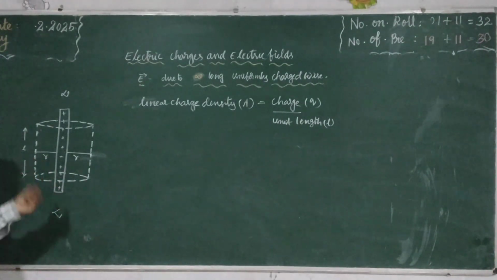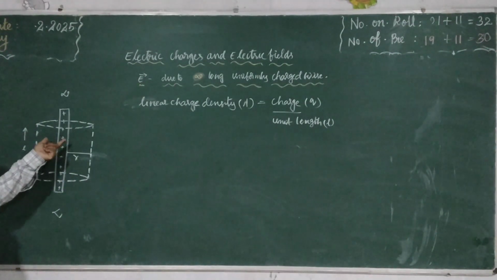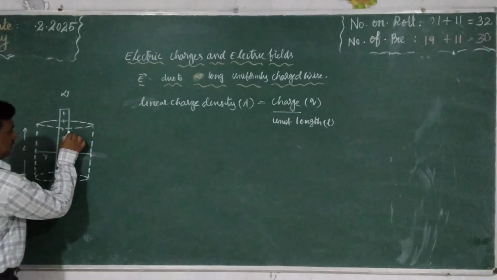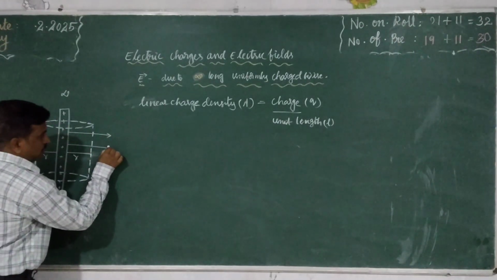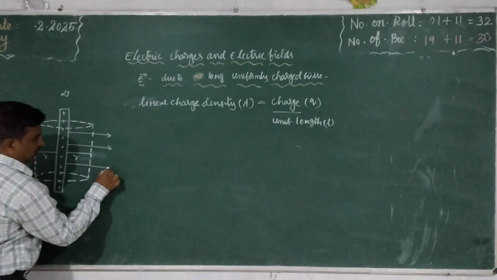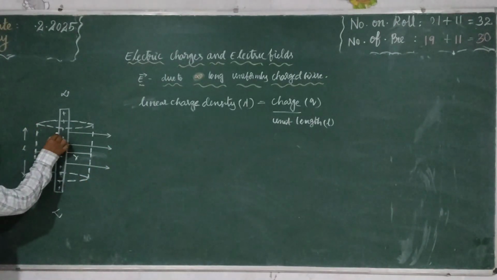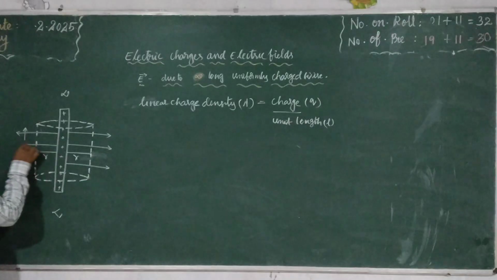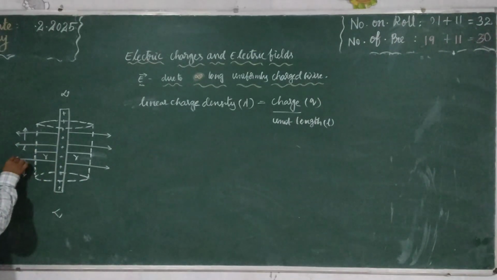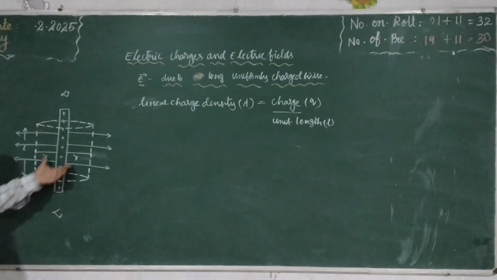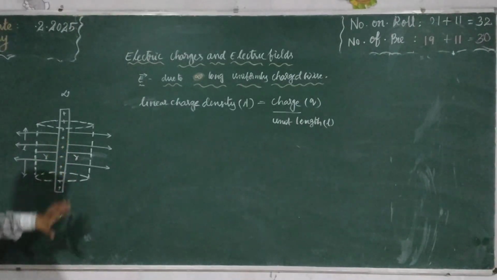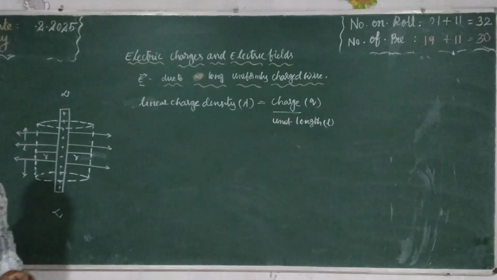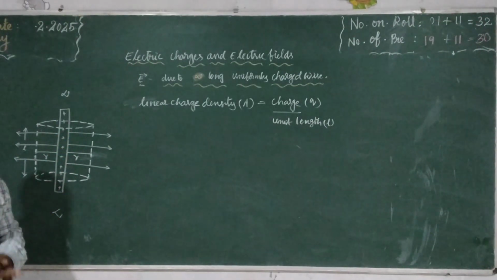Due to this positive charge, this is the electric field direction: radially outwards. On this side, the electric field is this one, and here also this is the electric field. This electric field is found by using Gauss law.